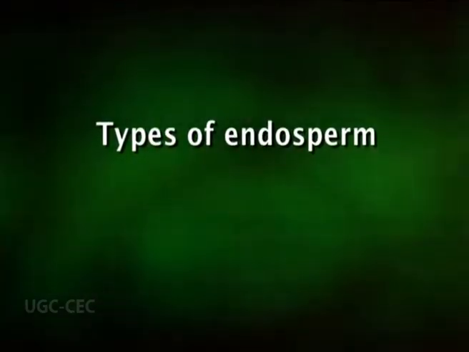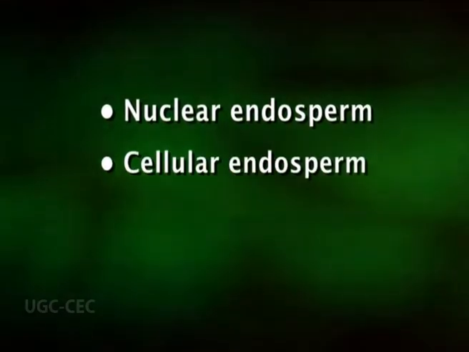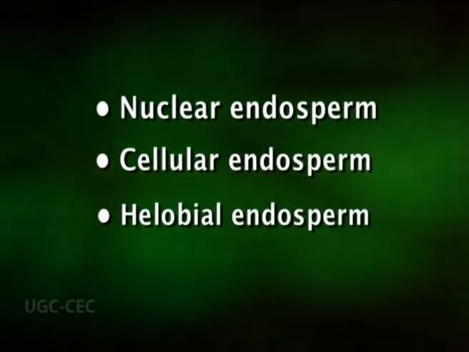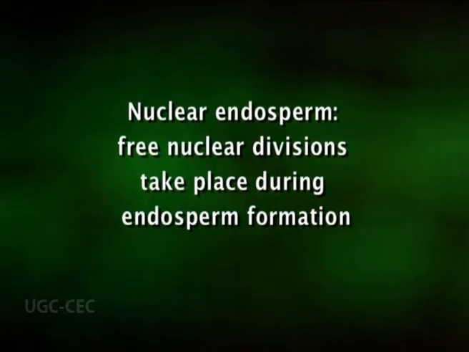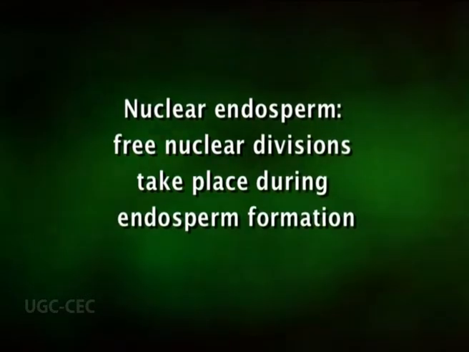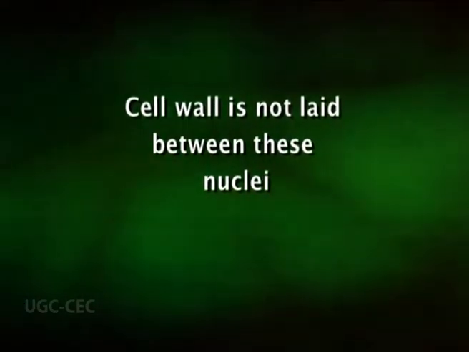Now we will talk about types of endosperm. Endosperm is of 3 types on the basis of its development. First is the nuclear endosperm, second is the cellular endosperm, and third, helobial endosperm. In case of nuclear endosperm, free nuclear divisions take place during endosperm formation and cell wall is not laid between these nuclei.